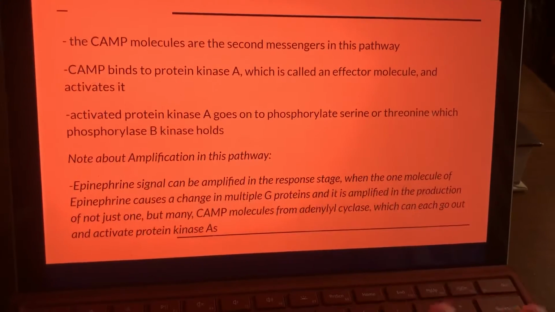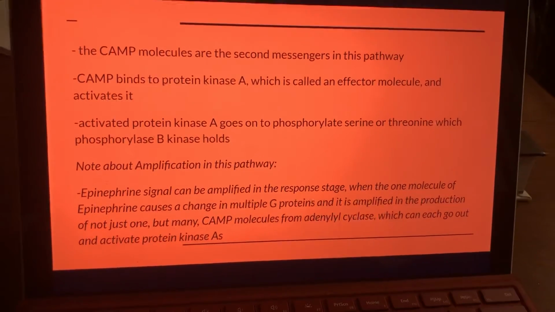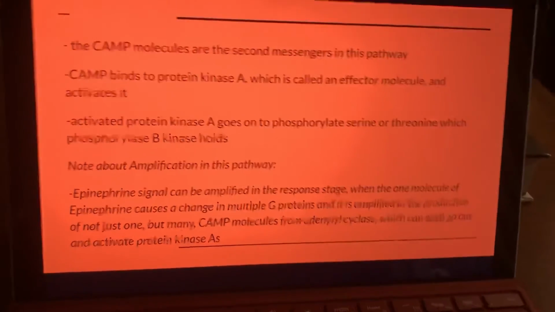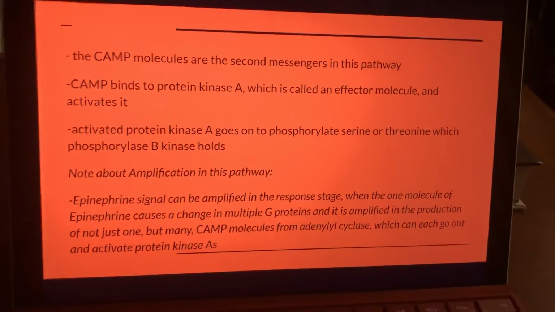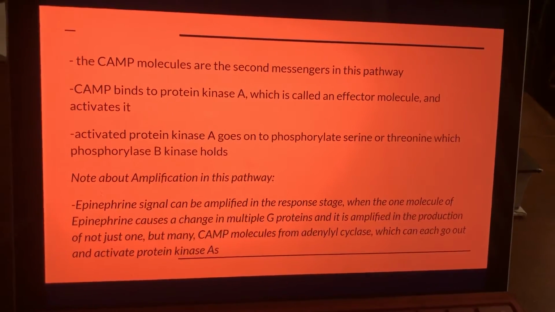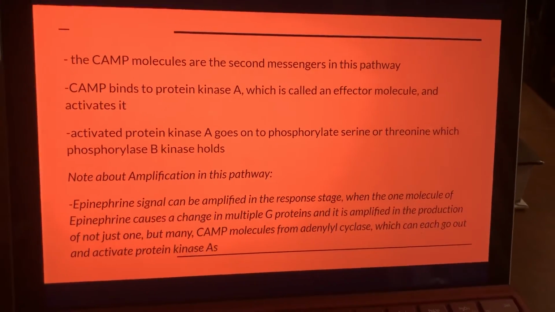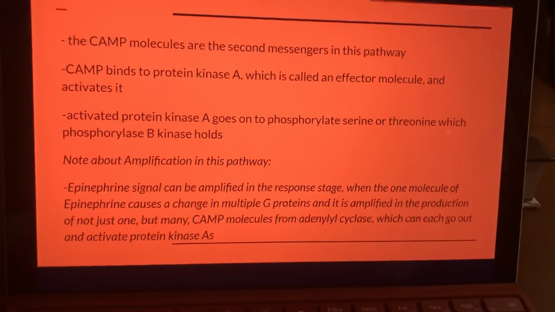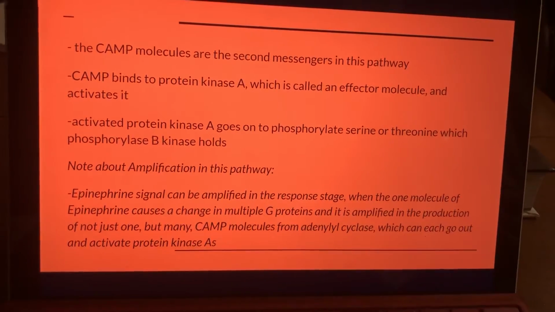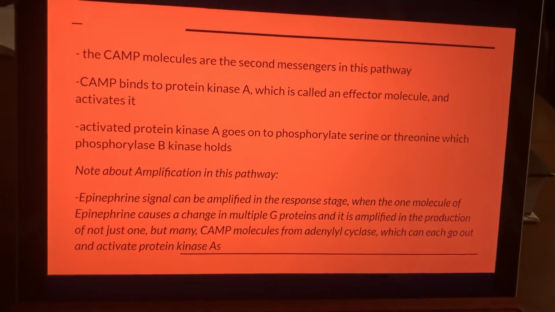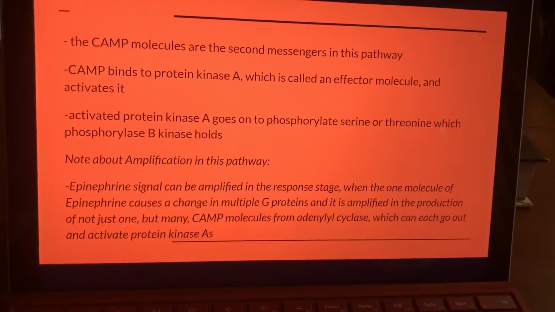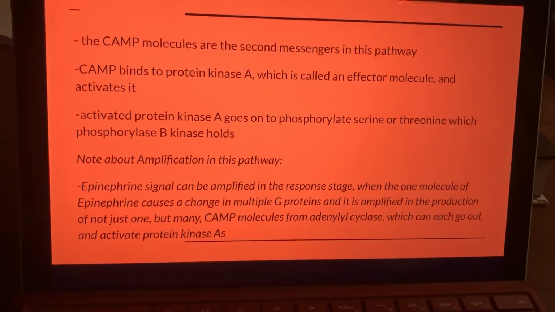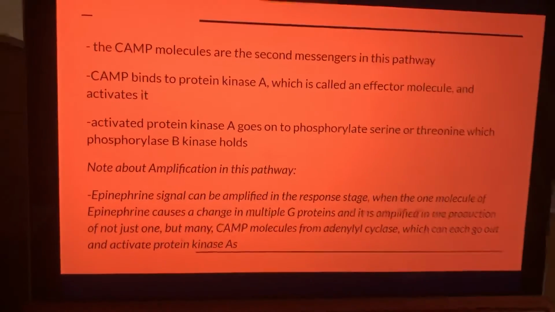And this is just a note about amplification in this pathway, which I thought was kind of important. And it says epinephrine signal can be amplified in the response stage, the first stage, when one molecule of epinephrine causes a change in multiple G proteins, and it is amplified in the production of not just one, but multiple cAMP molecules from the enzyme, which can each go out and activate their own protein kinase A.